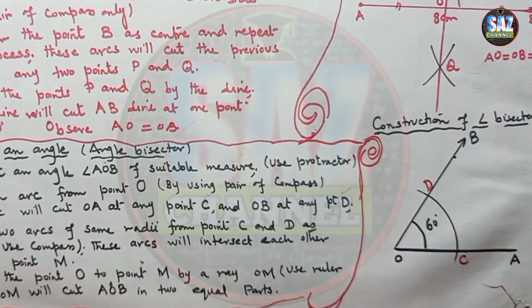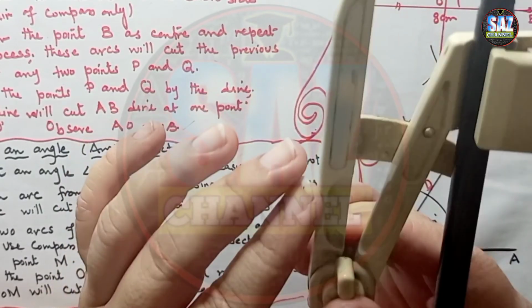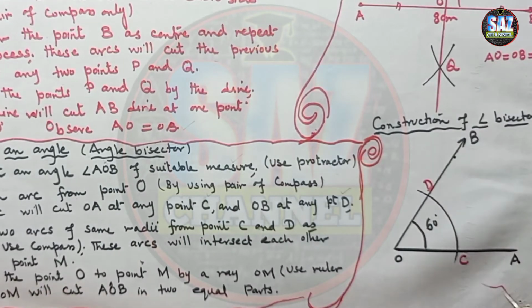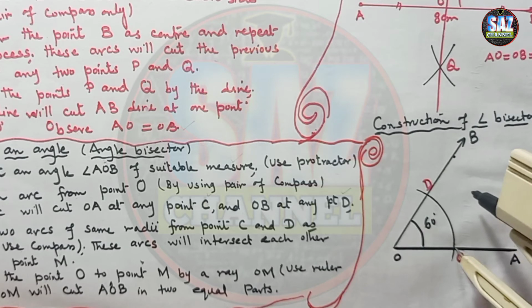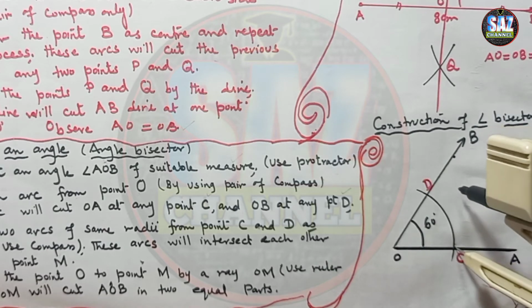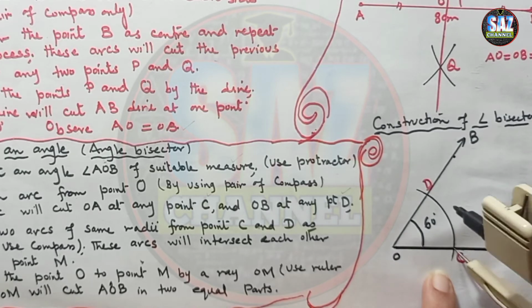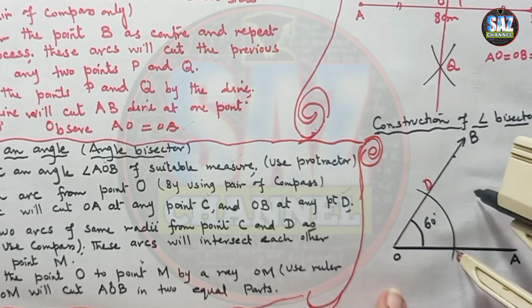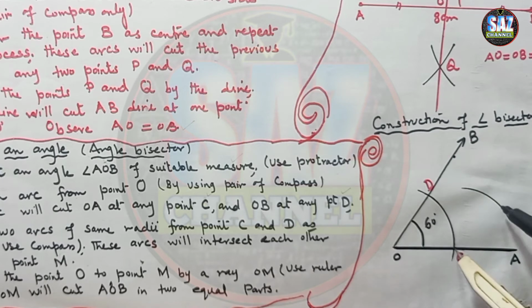Now with the same open compass, we are not supposed to change the radius of the compass. Then we have to take point C as the center, and mark an arc in the angle region. Okay, let me see it. Yes, I have to mark at this place and I have to hold the compass from the top. I always ask my students to hold the compass from the top.